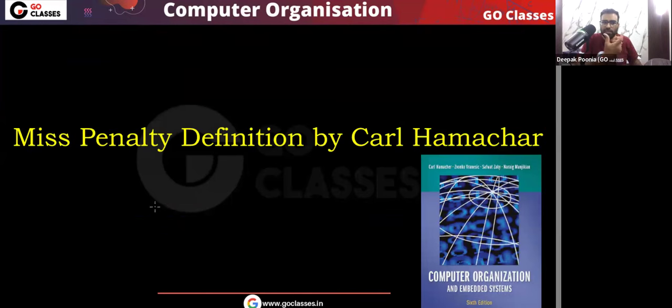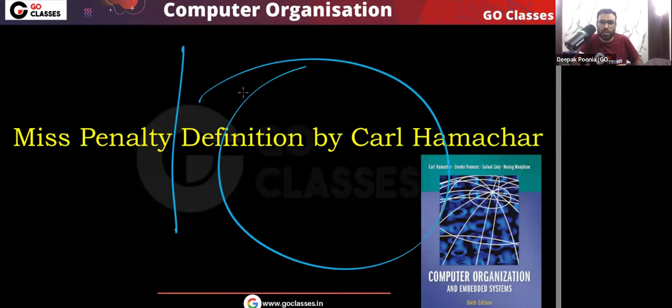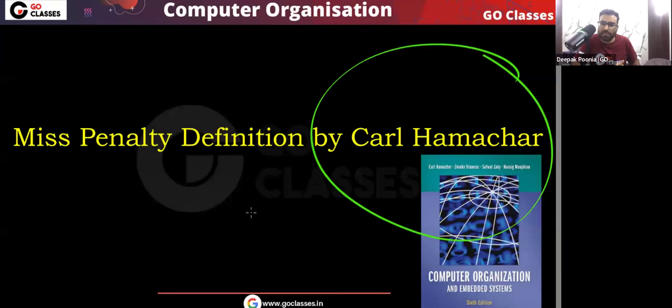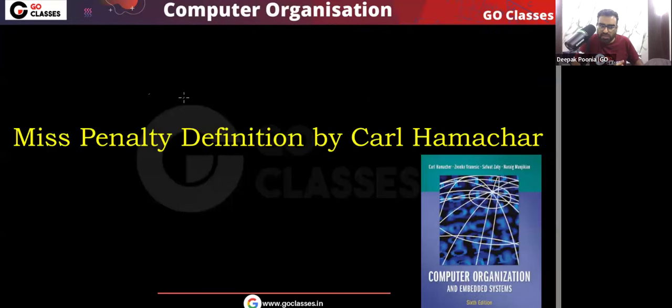Basically, the majority of the authors follow the miss penalty definition that is the additional time after the detection of miss, the additional time to access. That is your miss penalty. That is the most widely used definition that we have seen in the previous lecture. But there are some authors, for example Carl Hamacher, who uses a different definition for miss penalty.